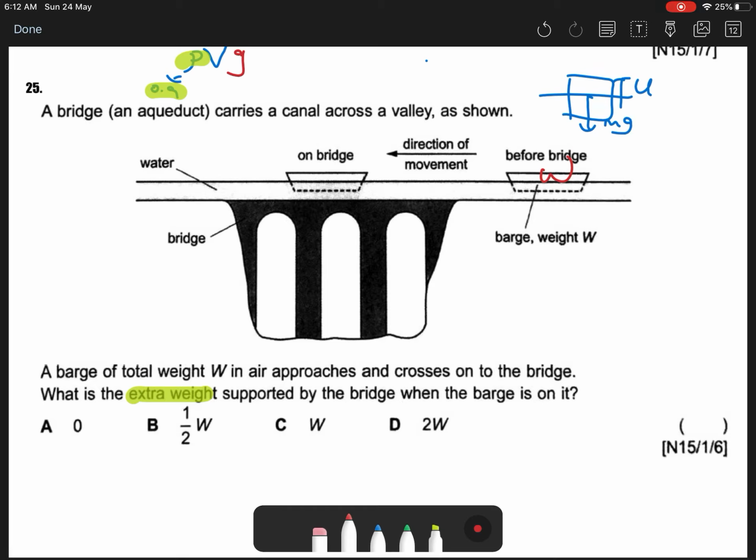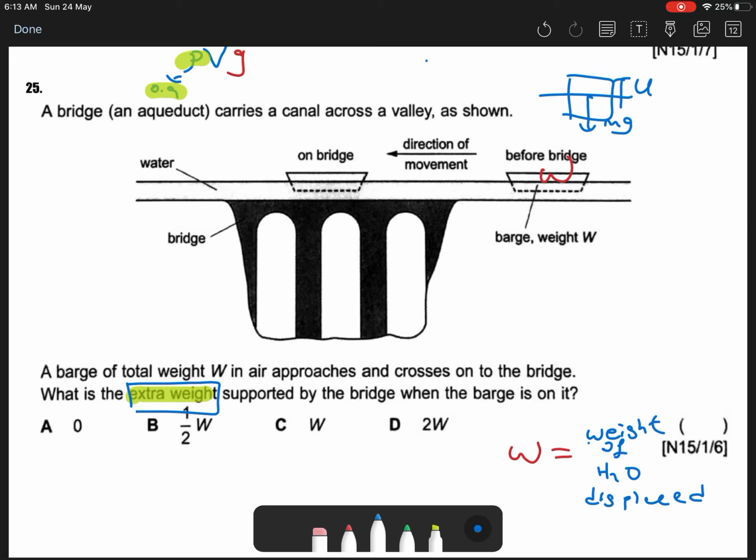Okay, so 这个有点难. So, 我们知道 Archimedes principle, the weight of your canal, the weight of your boat, the barge, is equal to the weight of the water displaced. Okay. So, 它的 keywords, what is the extra weight supported by the bridge when the barge is on it?